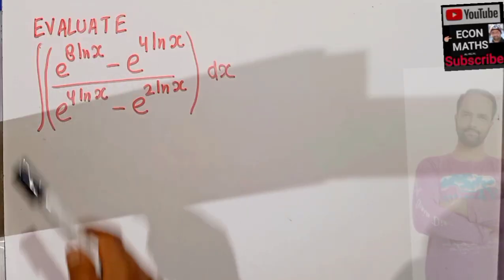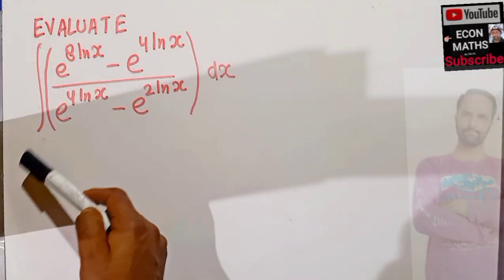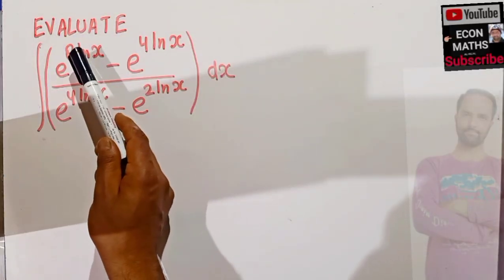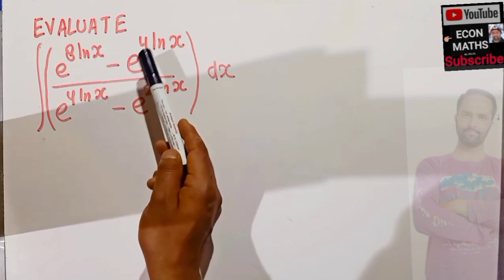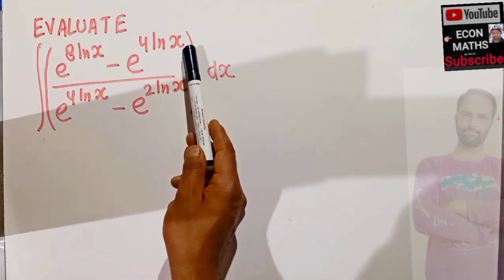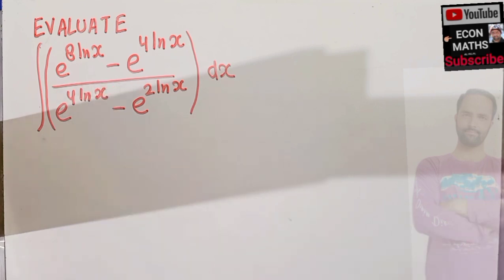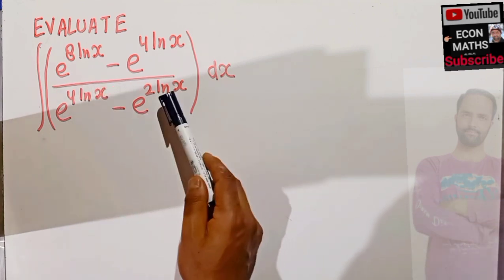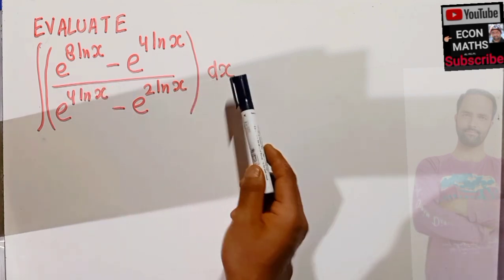The question is, evaluate the integral of (e^(8 ln x) minus e^(4 ln x)) divided by (e^(4 ln x) minus e^(2 ln x)) with respect to dx.